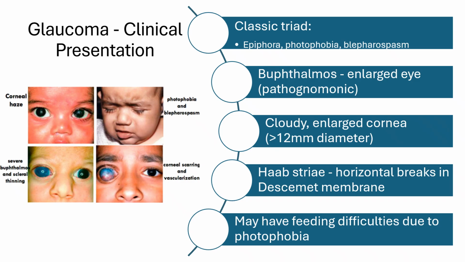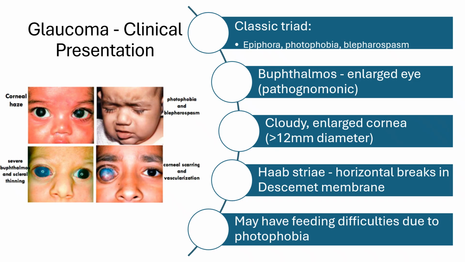The cornea tells the story. Normal newborn corneas measure 9.5 to 10.5 millimeters. In glaucoma, corneal diameter exceeds 12 millimeters and appears hazy from edema. The enlarged cloudy cornea creates the characteristic appearance that prompts referral. Hobbs striae, those horizontal breaks in Descemet's membrane, confirm chronic pressure elevation when visible.